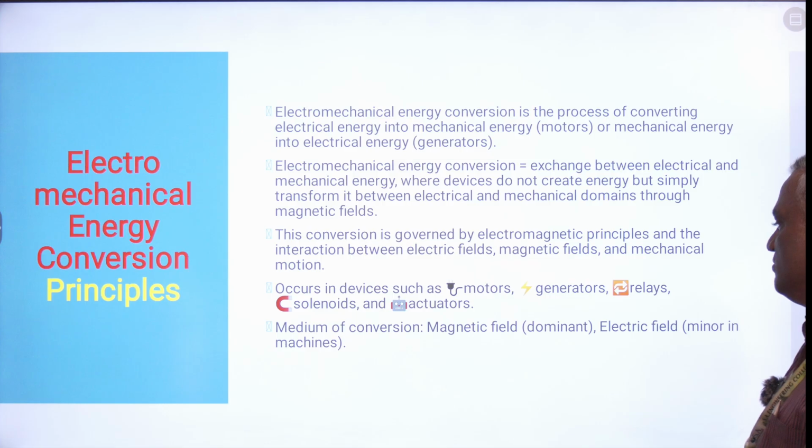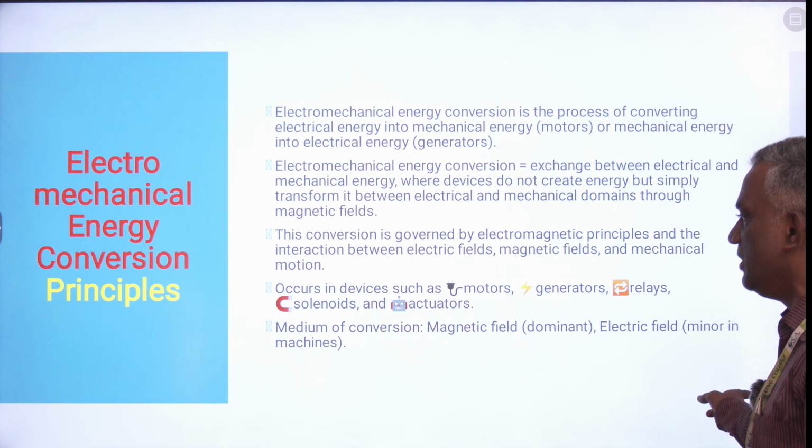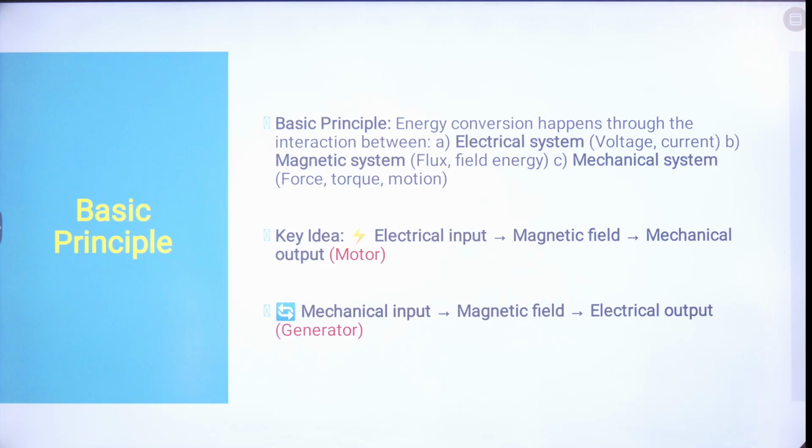The medium of conversion is the magnetic field, which is dominant when compared to the electric field. The electric field is less dominant, a minor one, whereas the magnetic field is the major one. So what is the basic principle? Energy conversion is the topic here.